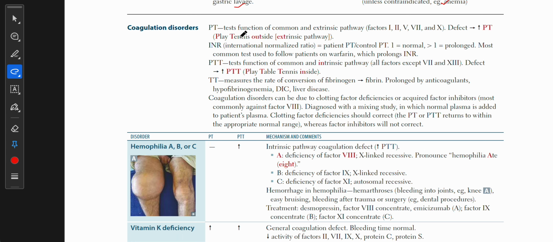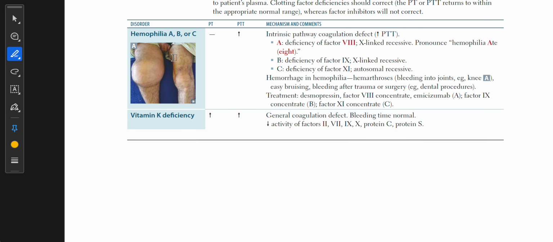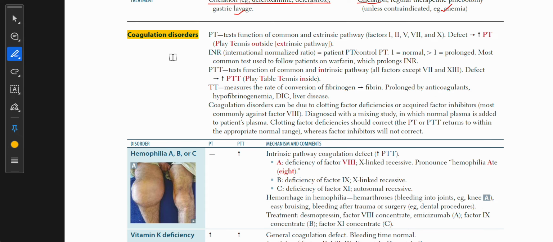So coagulation disorders, these are the collective disorders in which coagulators are in abnormal conditions. So there are different kinds of tests that we have to do to find out if there is any coagulation disorder like hemophilia A, B, C, or vitamin K deficiency. We have to think about that, right? So PT is prothrombin time, and it tests function of common and extrinsic pathways, right? In extrinsic pathway of coagulation, the factors 1, 2, 5, 7, and 10 are used.